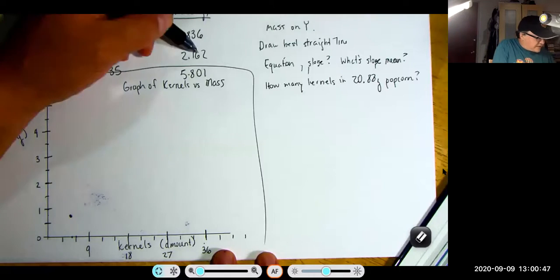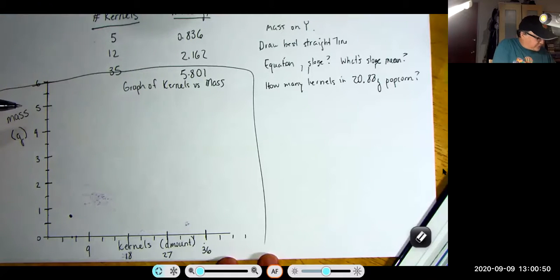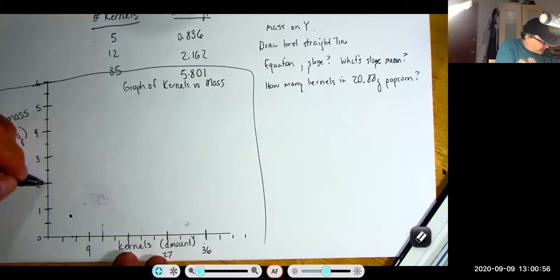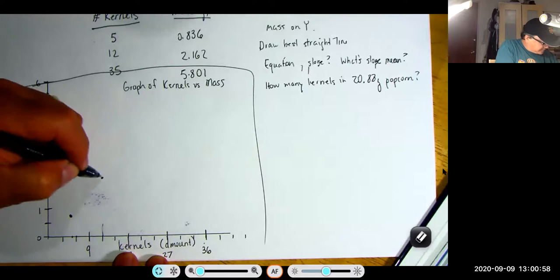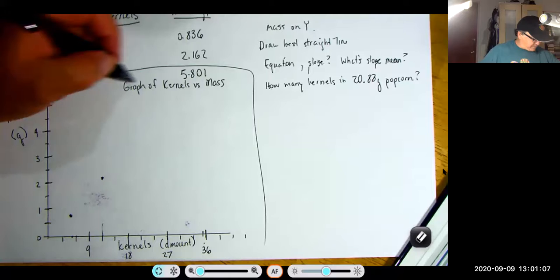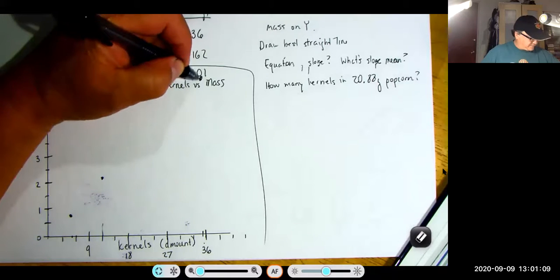12 and 2.162, so the number of kernels is 12, so that's this guy right here. And 2.612 is going to be around in here somewhere. And then lastly, I have 35, which is going to be around in here. And I have 5.81, which is going to put it right about there.